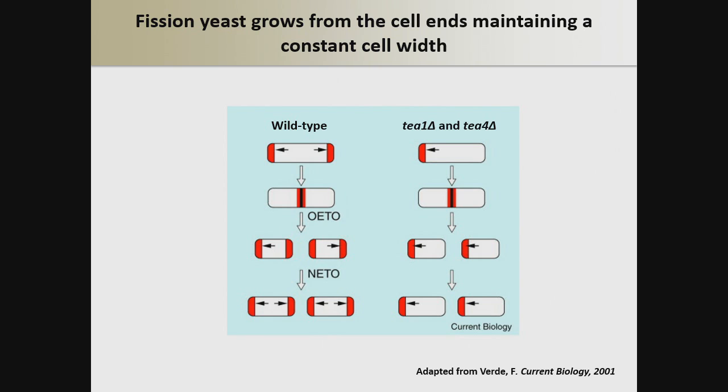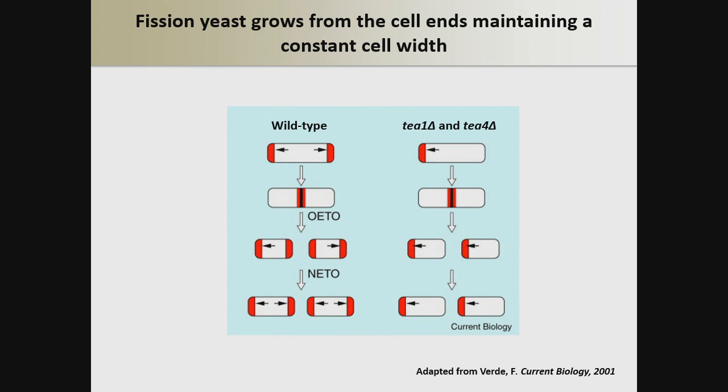In the Verde Lab, we're interested in understanding the signaling pathways regulating morphology as well as polarized cell growth. We use Pombe fission yeast as a model system because these cells maintain a cylindrical shape and they only grow from the cell ends while maintaining a constant length. The activation of growth at both ends doesn't happen immediately.